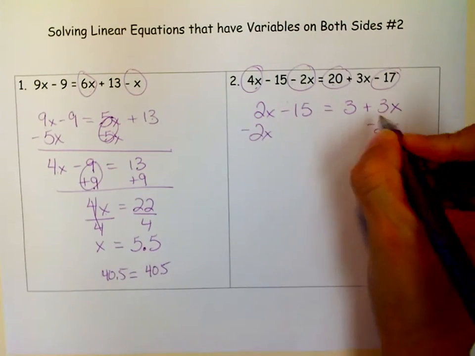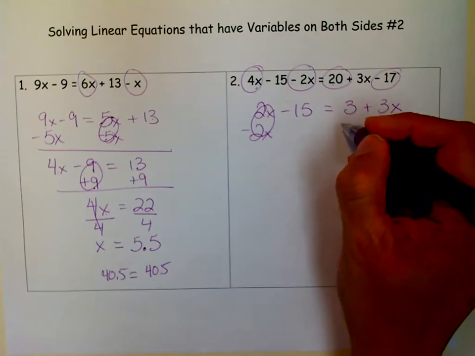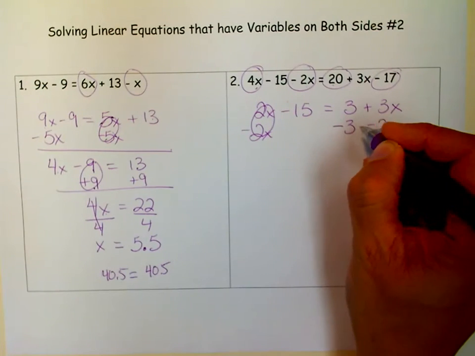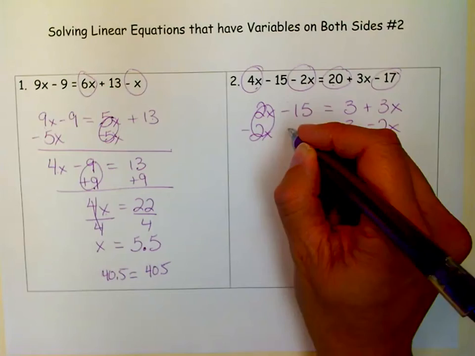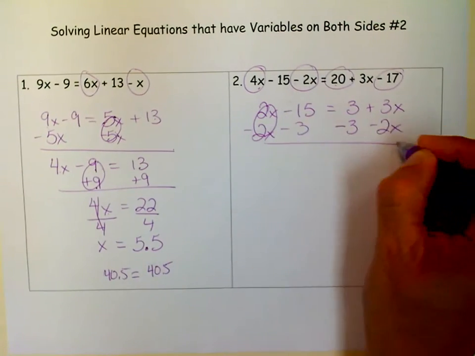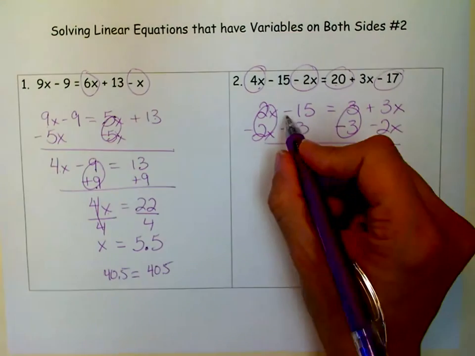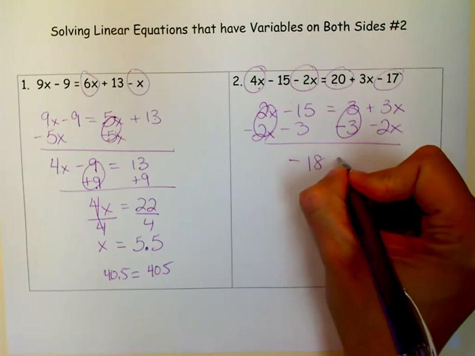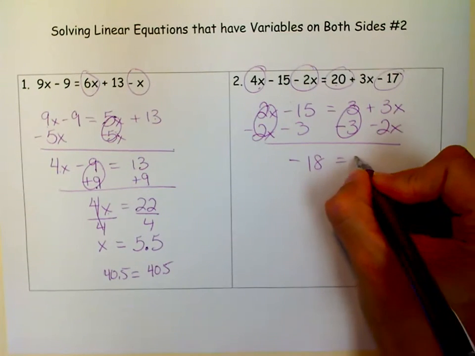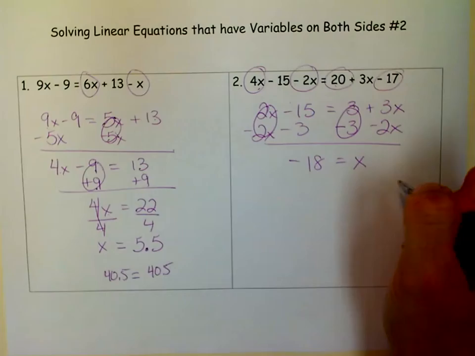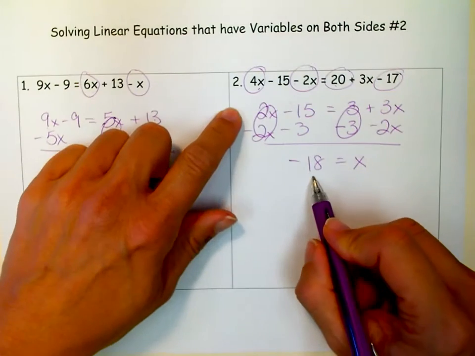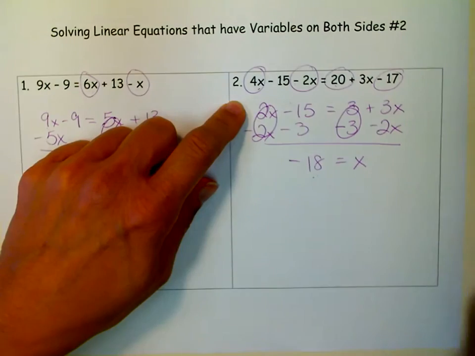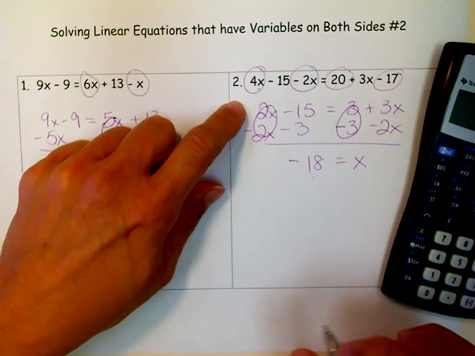So I'm going to minus 2x from both sides, which zeroes that out. And at the same time, I'm going to move my 3, my constant term, to the other side, the left side. So I'm going to minus 3 from both sides. It cancels out there. So negative 15 minus 3 is a negative 18, and 3x minus 2x is plain old x.